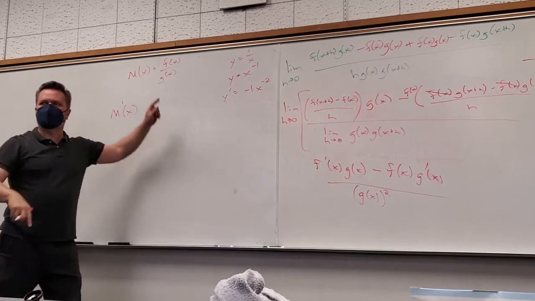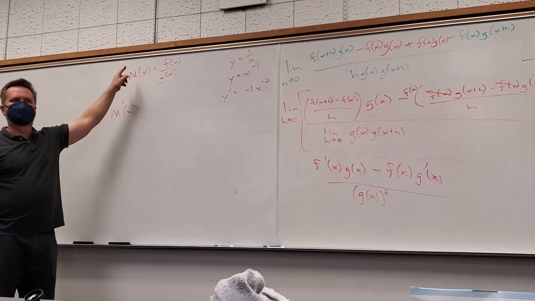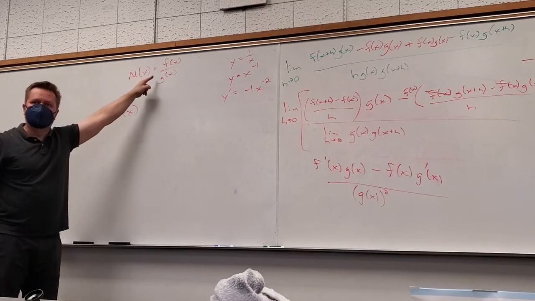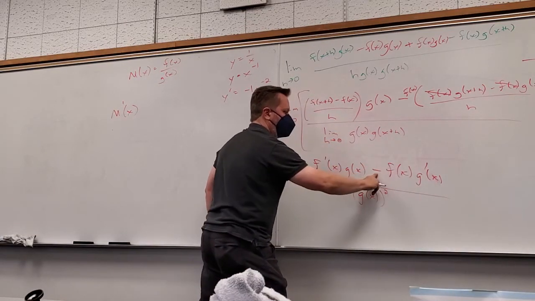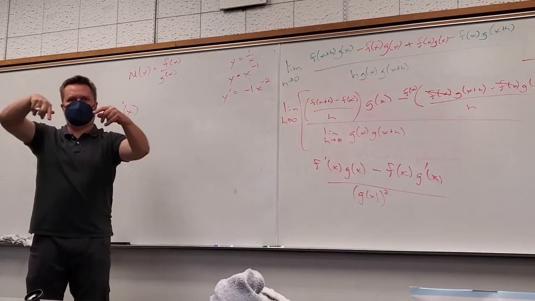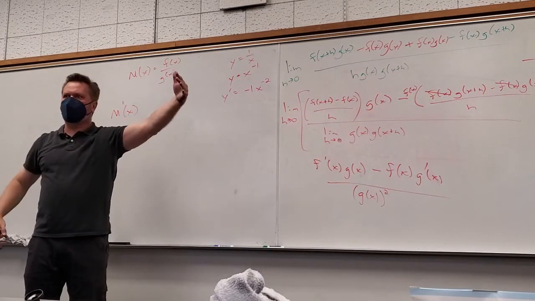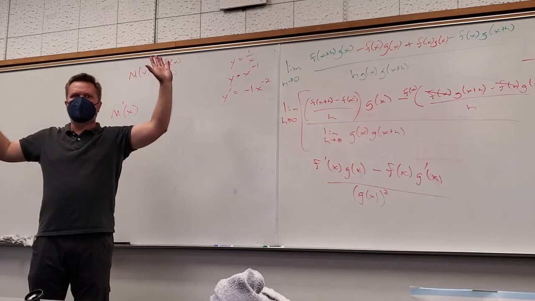Which function is on the bottom of this? Which function's on the bottom? g of x. So when I take its derivative, won't it have a negative sign? Because it's on the bottom, it's got a negative 1 power if I bring it up. Yes? Maybe? Yeah.